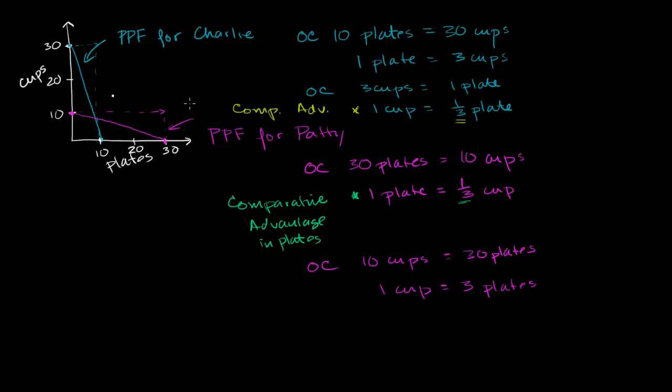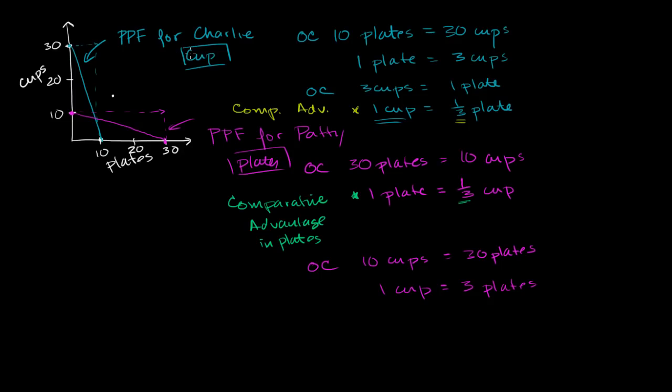So we've said that Charlie has a comparative advantage in cups. His opportunity cost of producing a cup is lower than it is for Patty. It's only 1/3 of a plate relative to 3 plates. So let's make him specialize in cups. So he's going to specialize in cups, and Patty, for the same reason, is going to specialize in plates.